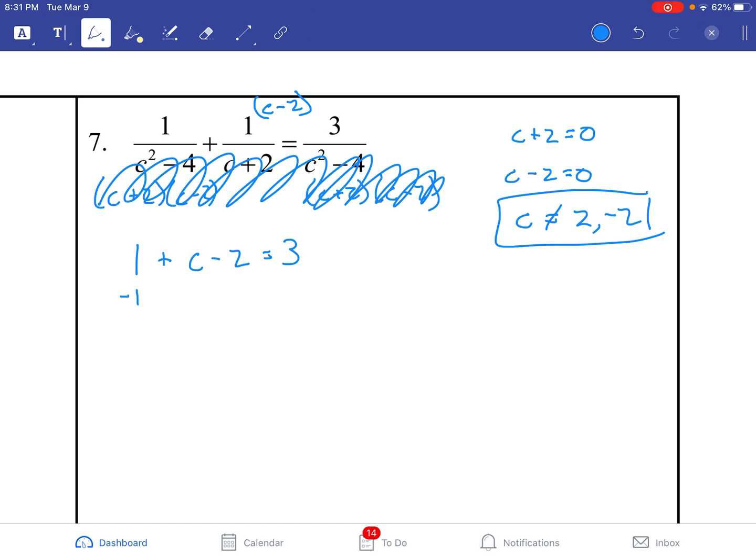I'm going to subtract 1 and add 2 to the right. So C will equal, that's 3 minus 1, which is 2, plus 2, which is 4. Since that's neither 2 nor negative 2, that answer works.